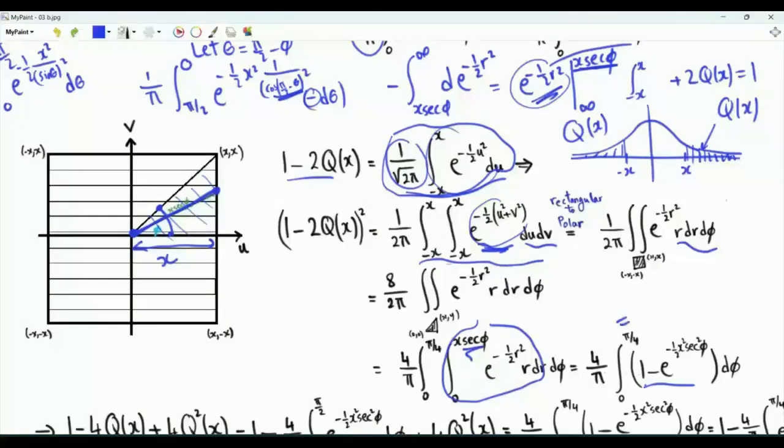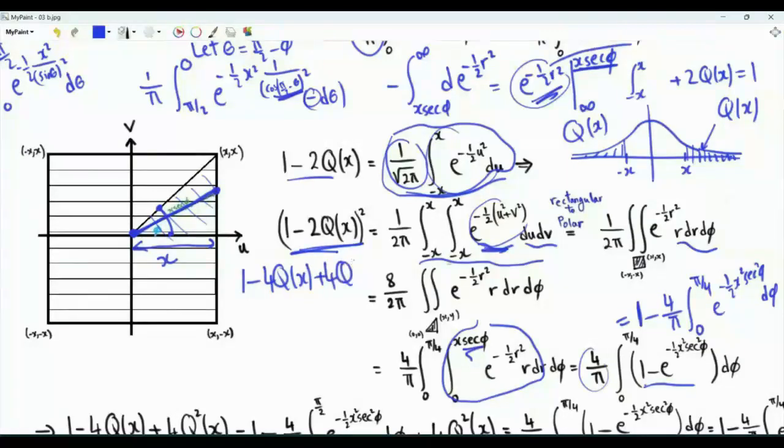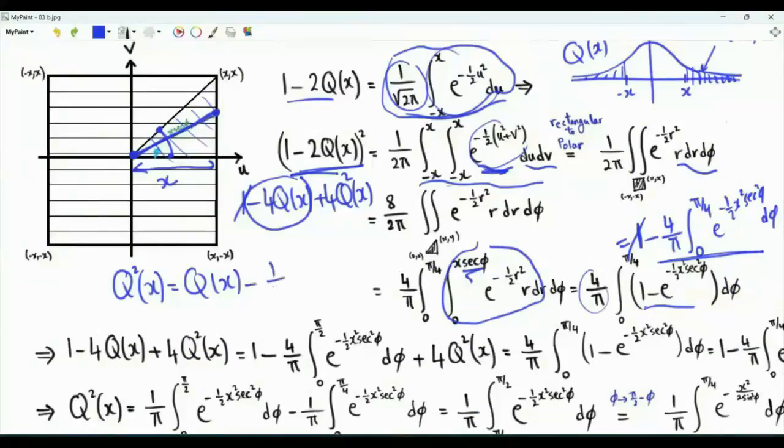If we split the integrand, this is equal to the integral of 1 from 0 to pi over 4, that's pi over 4 times 4 over pi, that's 1, minus 4 over pi, the integral from 0 to pi over 4, e to the minus half x squared sec phi squared d phi. Let's move to the left-hand side and expand the square. We have 1 minus 4 q of x plus 4 q of x squared. This one goes away with that one. We can move this minus 4 q of x to the other side and divide by 4. Doing this, we get that the square of the q function is q of x minus this term here divided by 4.